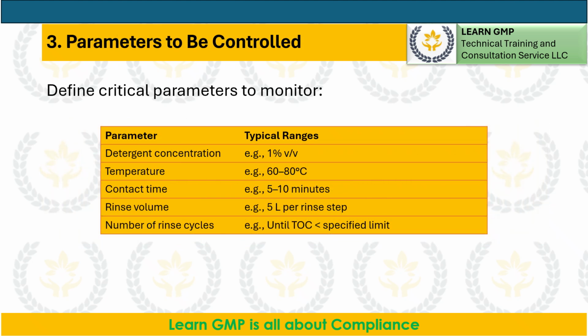Parameters to be controlled. Define critical parameters to monitor. Parameter and typical range. Detergent concentration: typical range is 1% volume by volume. Temperature: around 60 to 80 degrees Celsius. Contact time: around 5 to 10 minutes. Rinse volume is 5 L per rinse step. Number of rinse cycles: until TOC reaches the specified limit.